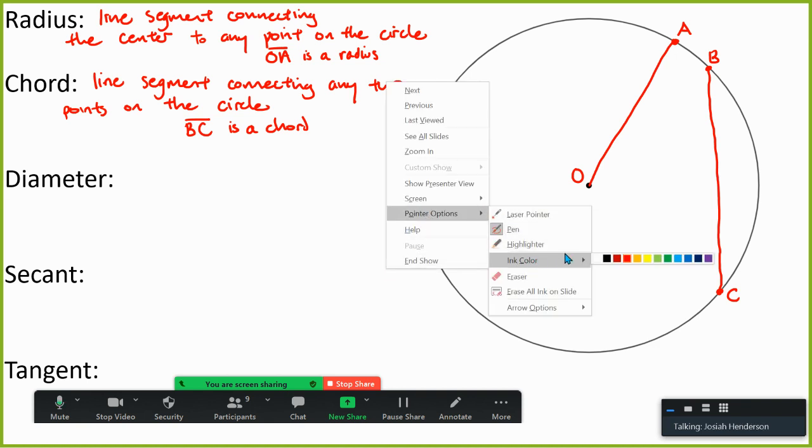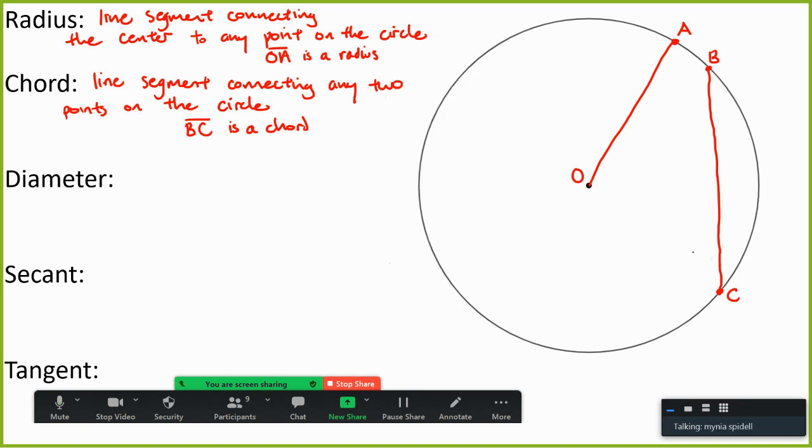Does anyone remember what a diameter is? A straight line, like going from side to side. Am I right? You're right. I want to be a tad more specific. Look at my line BC, my chord. That's a straight line going from side to side, isn't it? Like up, down, across the circle. Yeah. Why isn't BC a diameter? I think you know. Maybe let's just talk it through.